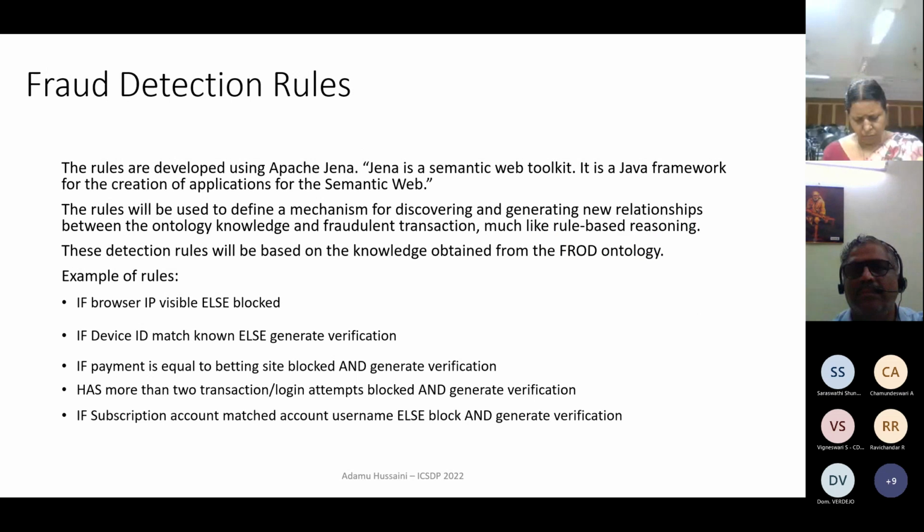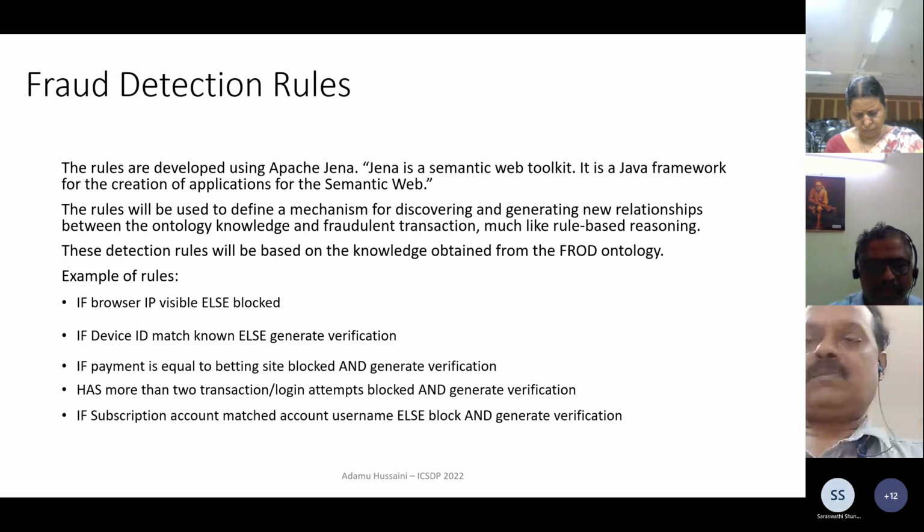So what we did was propose detection rules. There are various detection rules that we propose using the Apache Jena semantic web toolkit, where we write the rules using several pieces of knowledge we extracted from our main ontology, that is the fraud ontology. So we set the rules based on the knowledge we extracted from the fraud ontology.